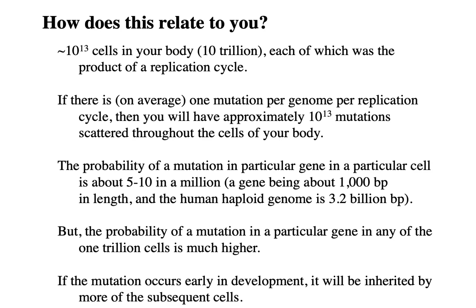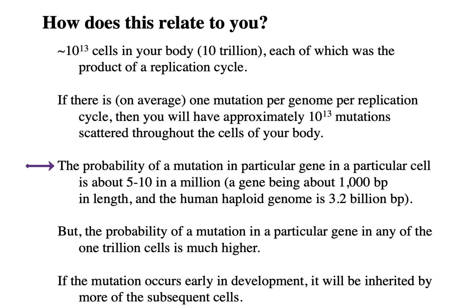So you have to have some mutation in order for evolution to occur. So how does this affect you or relate to you? In your body, you have about 10 to the 13th cells, about 10 trillion, each of which was the product of a replication cycle ever since you were a zygote. So if there is, on average, one mutation per genome per replication cycle, then you will have approximately 10 to the 13th mutations scattered throughout your body in different cells usually.